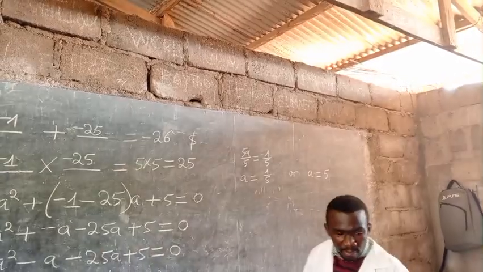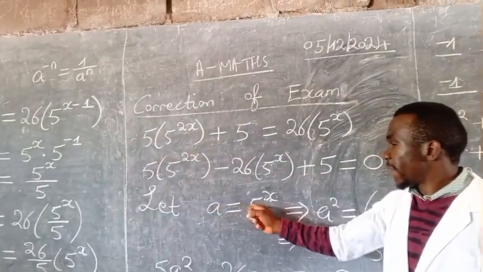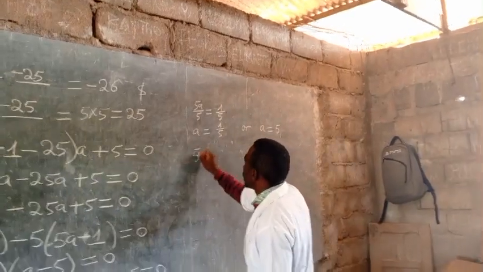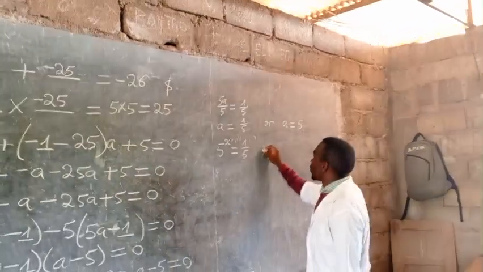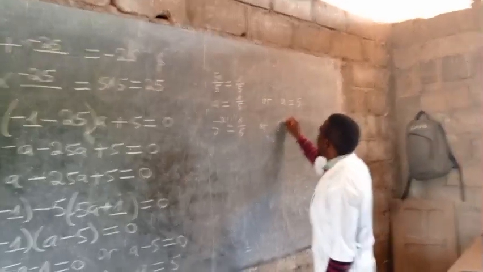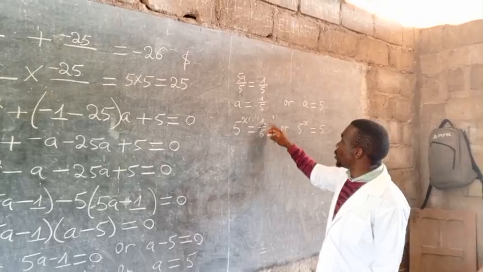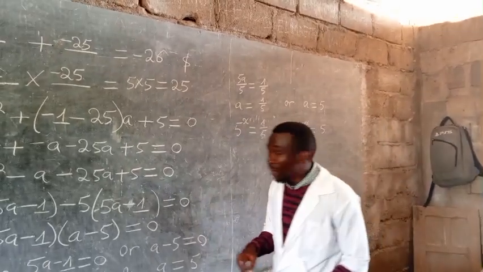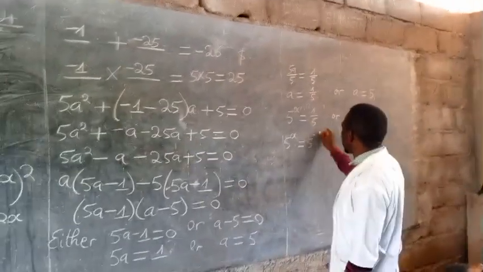Now are we looking for a? No, we are not, sir. We are looking for x. So what is a in terms of x? a in terms of x is 5 raised to the power x. So we are going to replace it here. 5 raised to the power x is equal to 1 over 5, right? Or 5 raised to the power x is equal to 5. At this level, 1 over 5 we can express as 5 raised to the power negative 1.